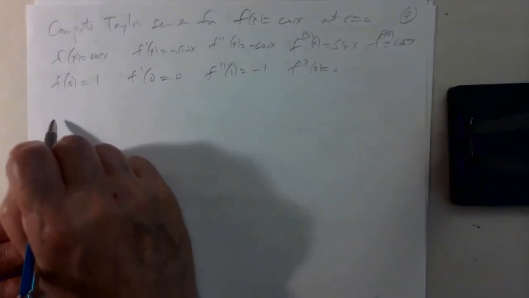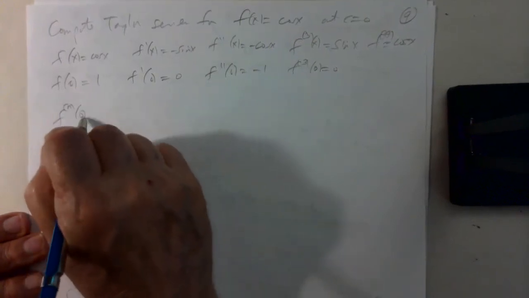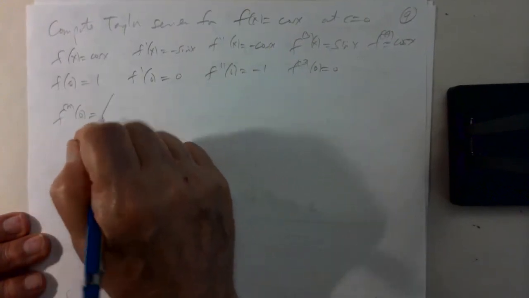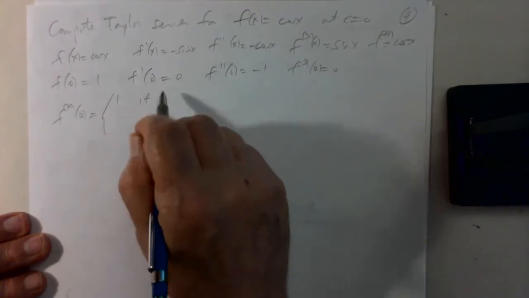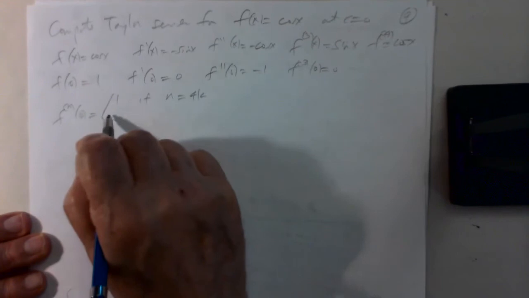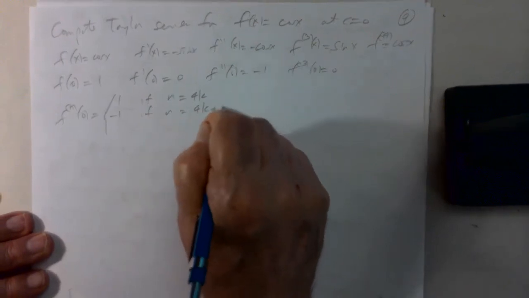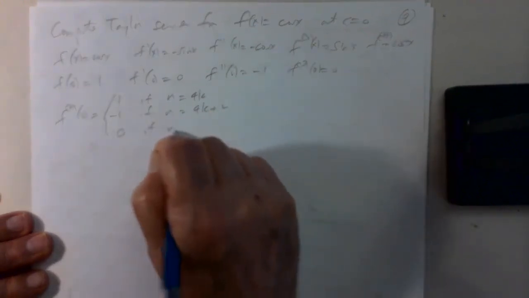So in general, what we have is that f to the n of 0 takes on 1 if n is a multiple of 4, minus 1 if n is 4k plus 2, and 0 if n is odd.